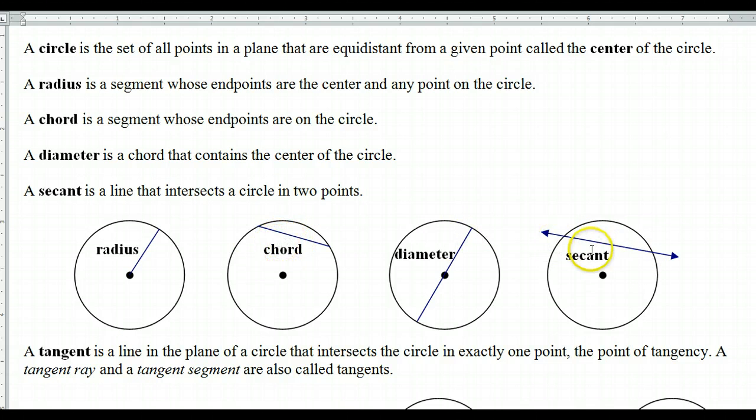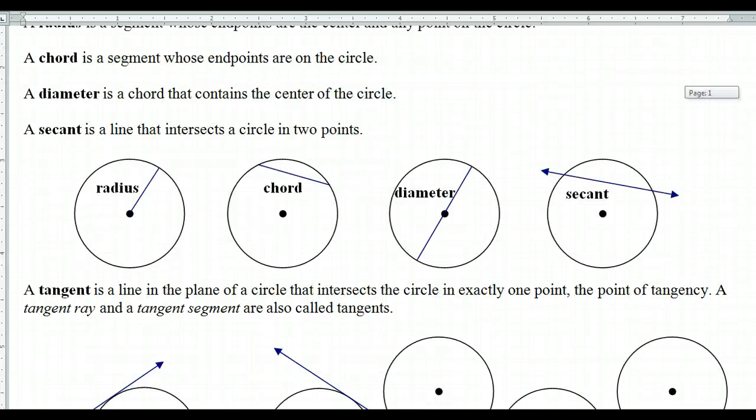A lot of kids will get confused between a chord and a secant because they're pretty similar in the way that they can sort of randomly cut across a circle. The difference between a chord and a secant is a chord is a segment. It begins and ends on the circle. A secant is a line. It goes straight through the circle and it keeps on going forever.